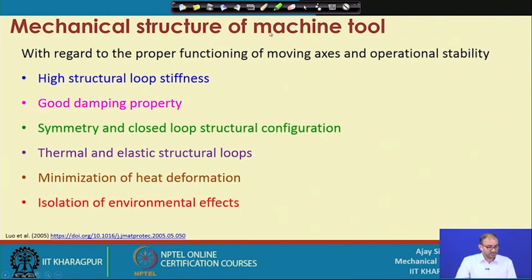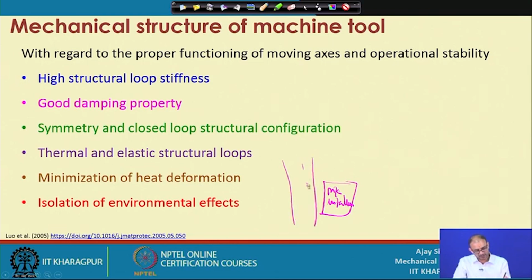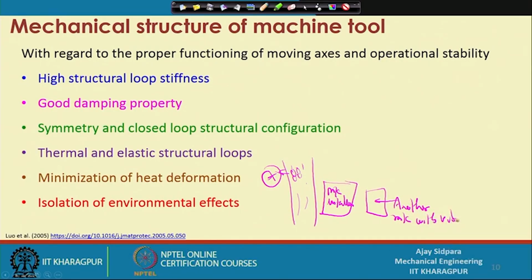Isolation of the environmental effect. We have seen that the machine should be mounted or installed in such a way that there should not be any other disturbance. So, this is the machine installation. There should not be a road passing through this part where the vehicles are moving. So, this should not be the case. You cannot install it under a machine with vibration tendency. So, this thing should also not be there.